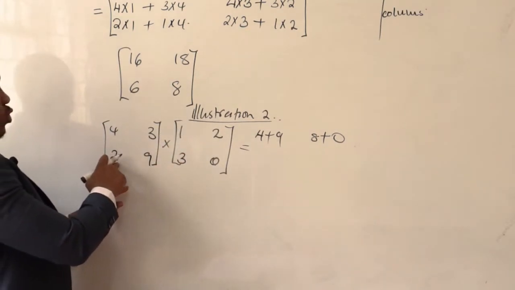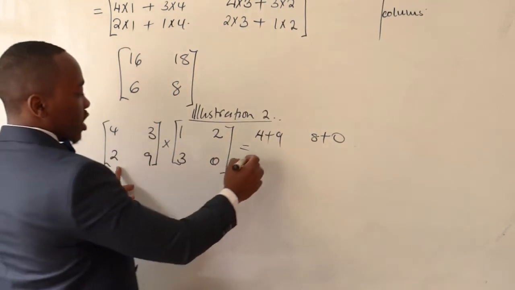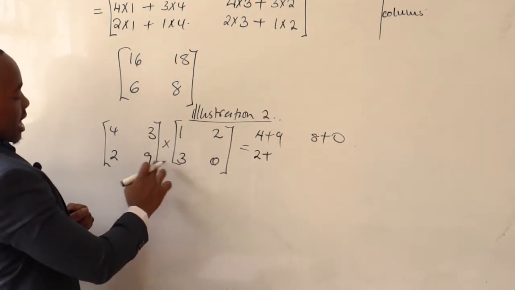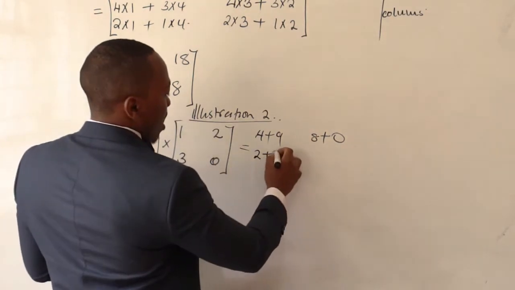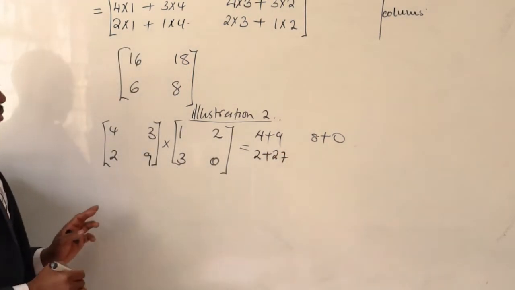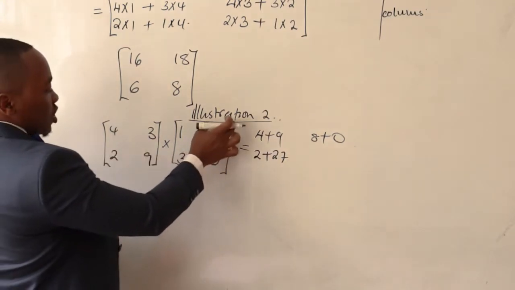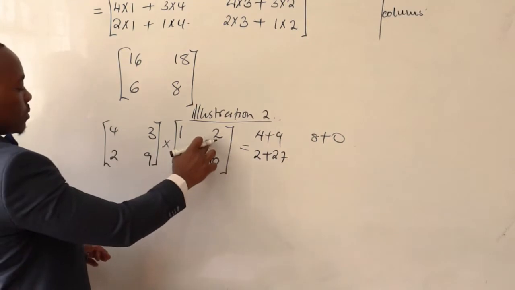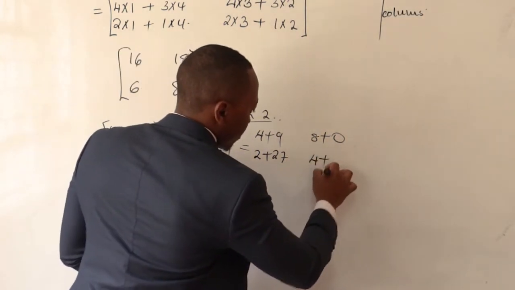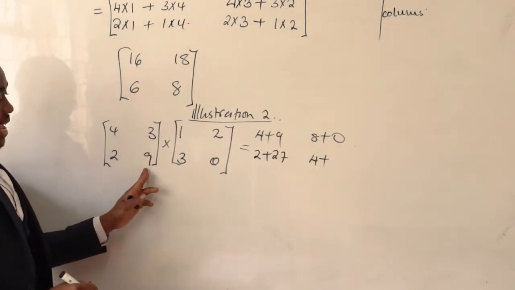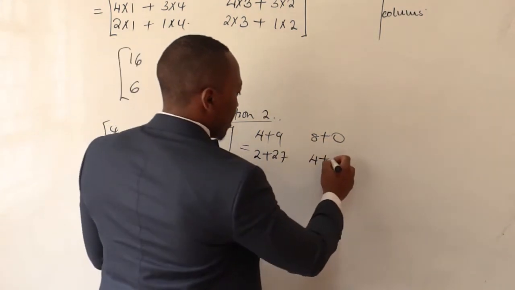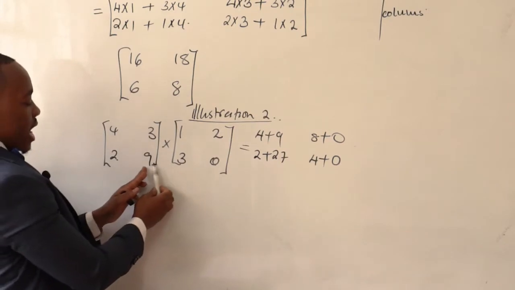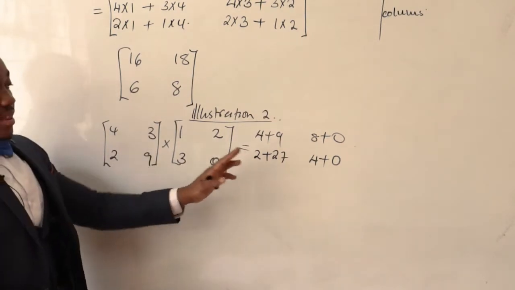Second row, first column. So it will be 2 multiplied by 1, you get 2. You add 9 multiplied by 3, which is 27. And lastly, second row, second column. You take 2 times 2, and you get 4. You add 9 times 0, which is 0.